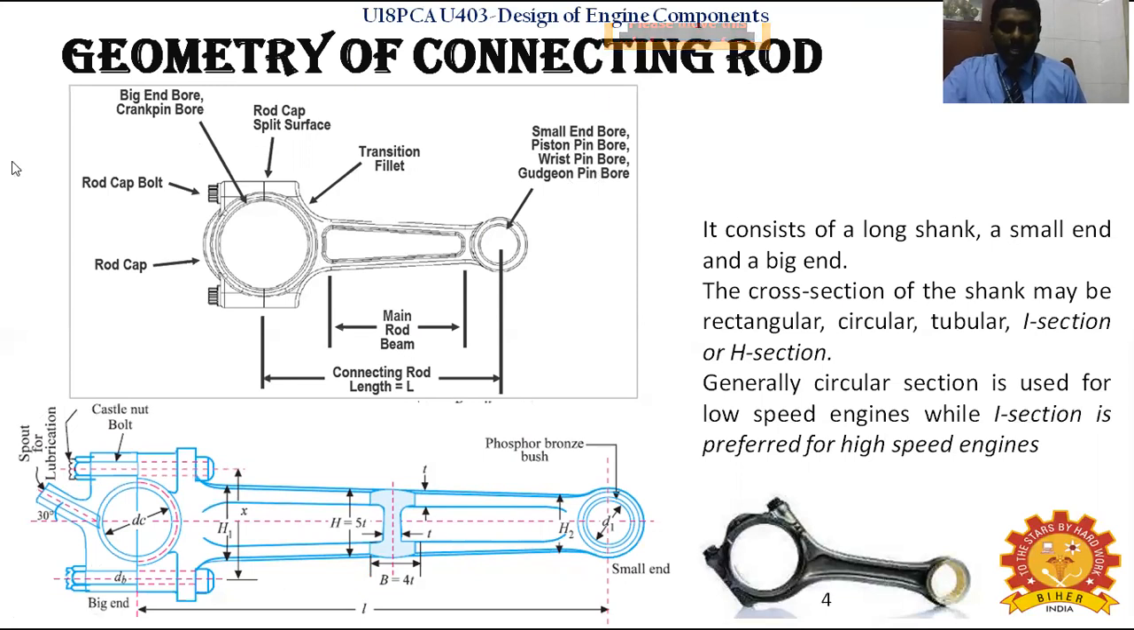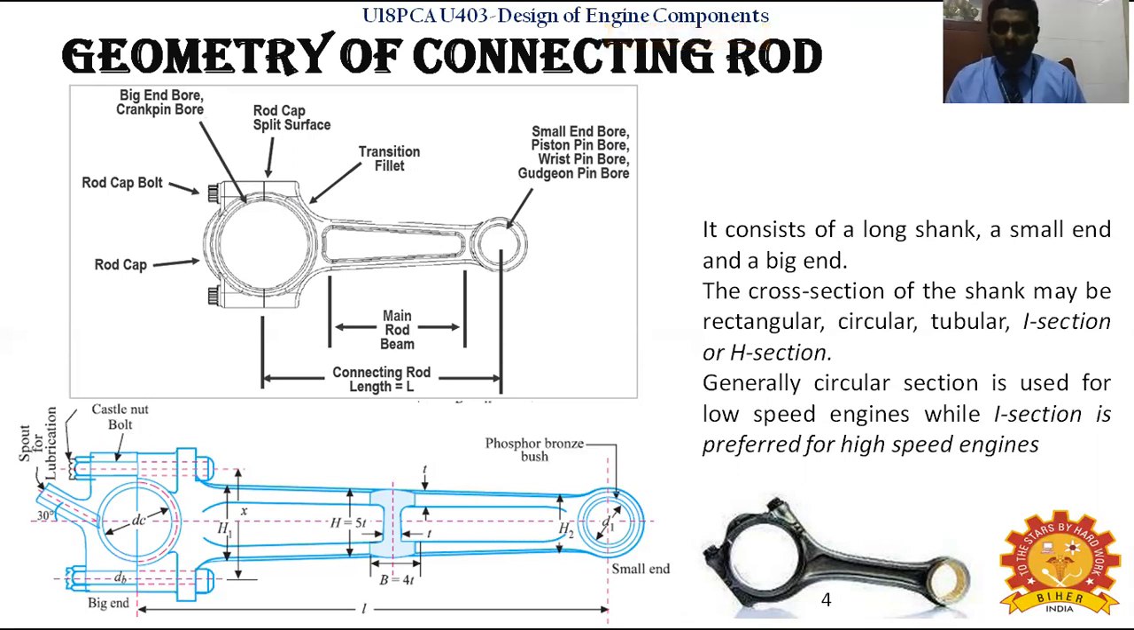So you have a small end bore, which is said to be the piston pin bore, otherwise called the wrist pin bore or gudgeon pin bore. The small end bore is connected with the piston, and the big end is connected with the crank, so that it is a split type. The split type can be joined by means of cap bolts.